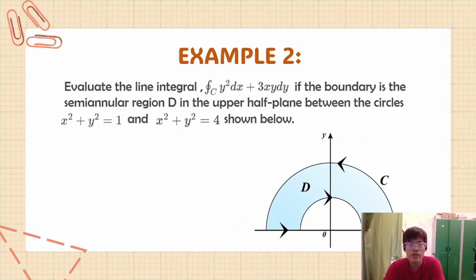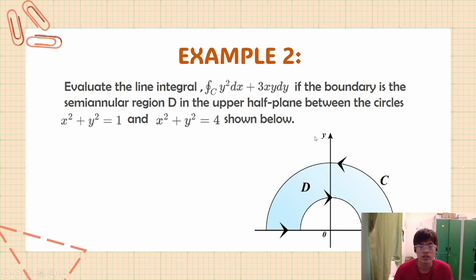So now I will keep going with example 2, which is to evaluate the line integral of the curve C, which is y squared dx plus 3xy dy, if the boundary is the semi-annular region D in the upper half plane between the circles which have the equations x squared plus y squared equals 1 and x squared plus y squared equals 4, shown below. So this is the diagram given.